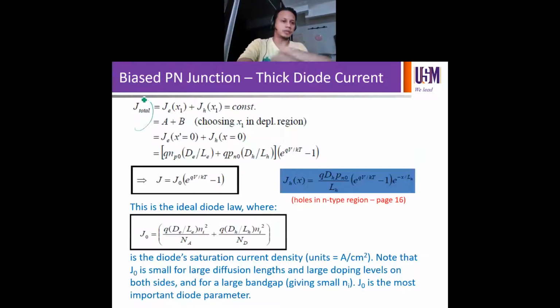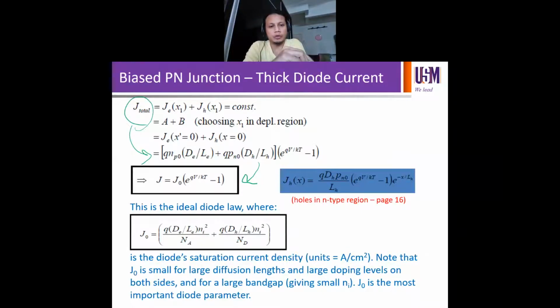So this will be pretty much summarized by the first row of the equation there. J total is equal to J diffusion current density due to electrons plus diffusion current density due to holes. And that will be given by this: Q n p naught d over L plus Q p n naught d over L times the exponential component. Then this equation can be summarized as J equals J naught exponential QV over KT minus 1, right?